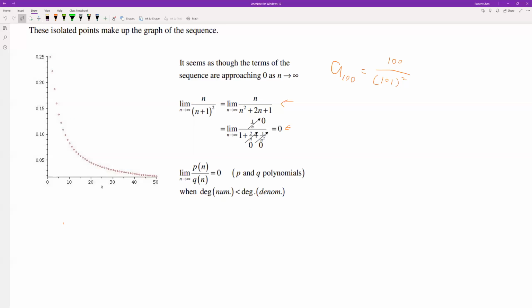Let's see, it's actually around 0.0098. Now, of course, you can pick a larger n value, and then the value in the sequence is going to be very small. Okay, so that's our first quick example.